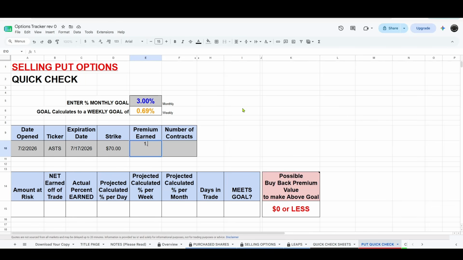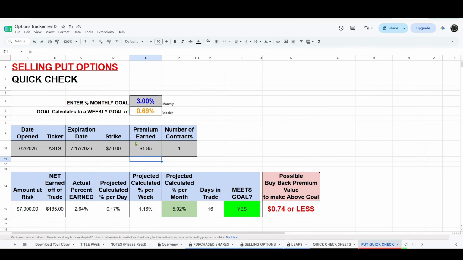And here we go, $1.85 for that premium earned. And how many contracts? One contract for this example. Now I have 3% because that's what I would like to make. Sometimes you make less, sometimes you make more, but that is my goal, right? You got to have a goal. So once I hit enter, let's see if indeed I meet the goal down here. And boom, yes, I did meet the goal.